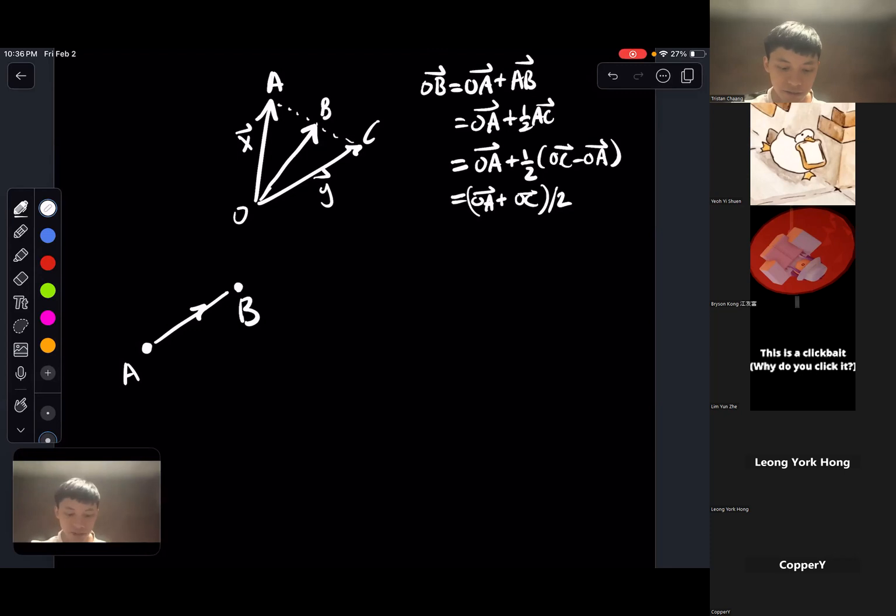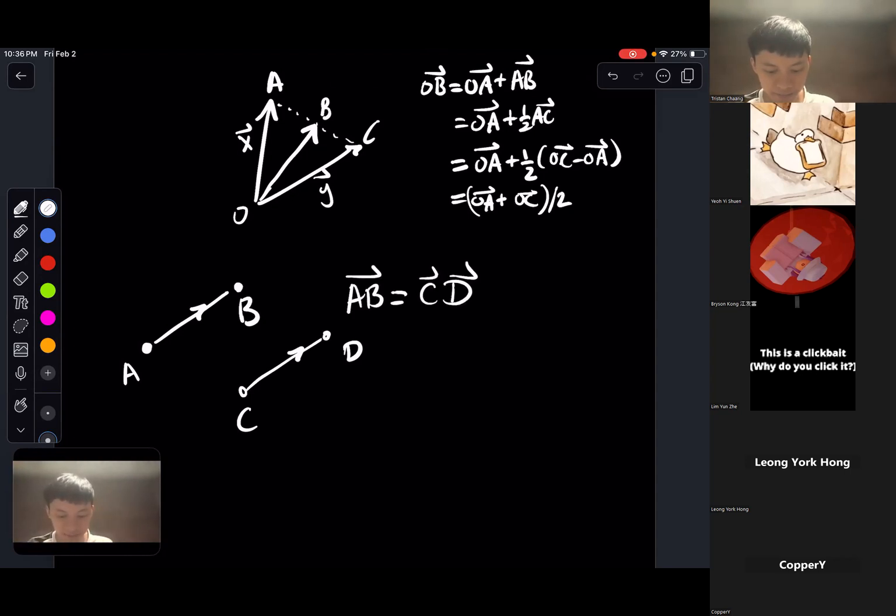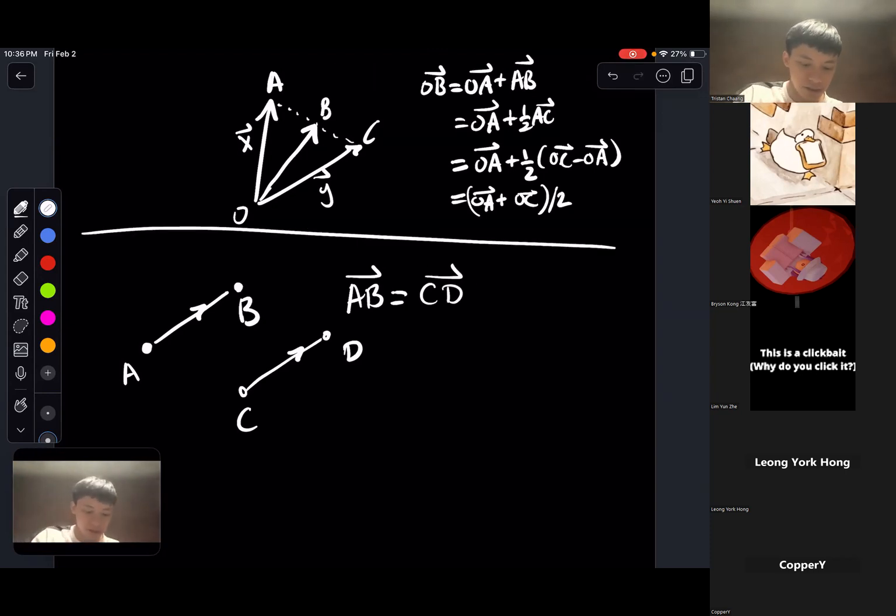But whenever you have two vectors, let's say another vector like this, the notion of a vector has nothing to do with the position of where the vector is. If they have the same length and the same direction, they are considered the same vector. So if it's C to D, and they're parallel and have the same length, these two vectors AB and CD are the same vector.